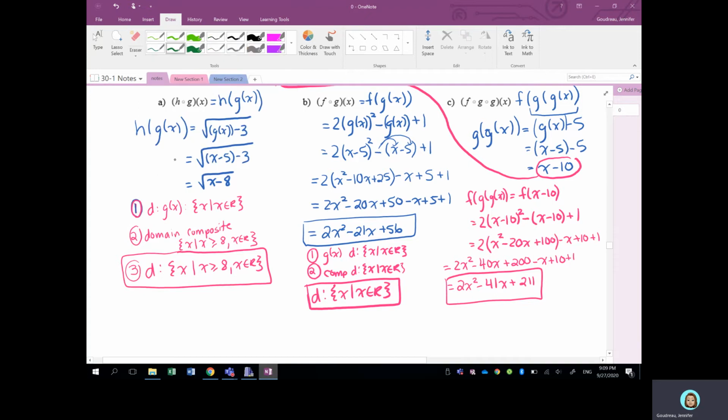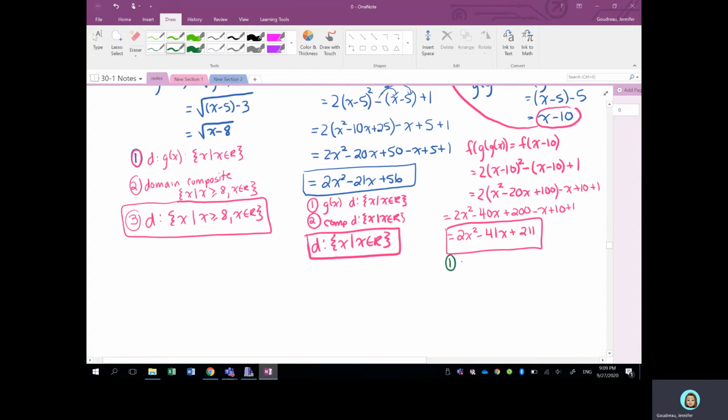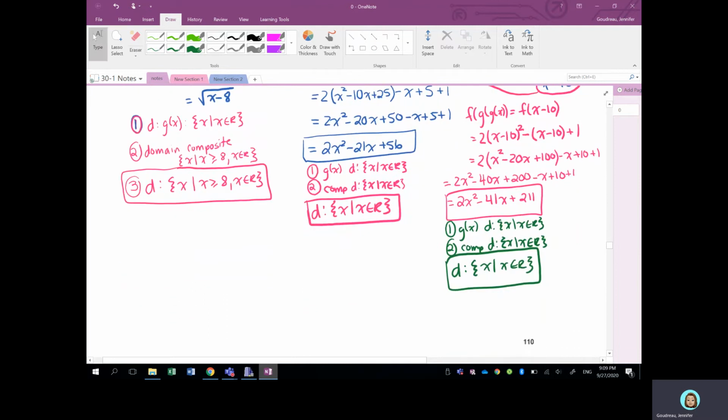So in this case, again, same 3 steps. We're going to look at the domain of our inside function, which is still g at x. So the domain there, x is an element of the reals. The domain of our composite, and our composite ended up being quadratic again, so its domain is x such that x is an element of the reals. So that means our domain is going to be the set of all x, such that x is an element of the reals. And we're done. Okay, so 3 composite functions that we just found the equations of.